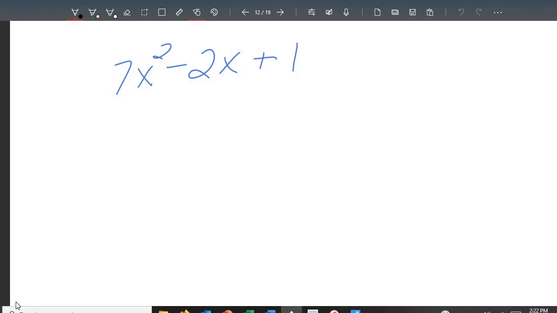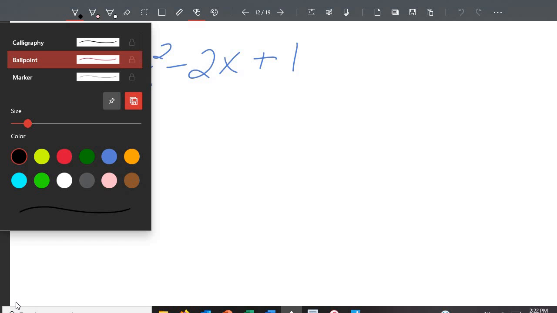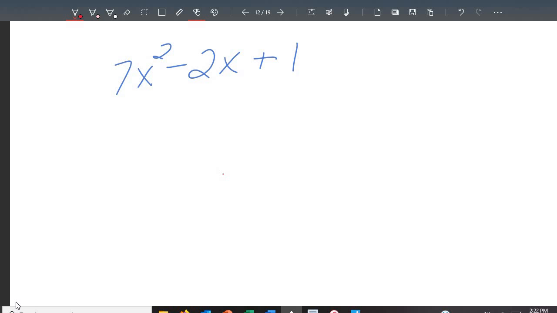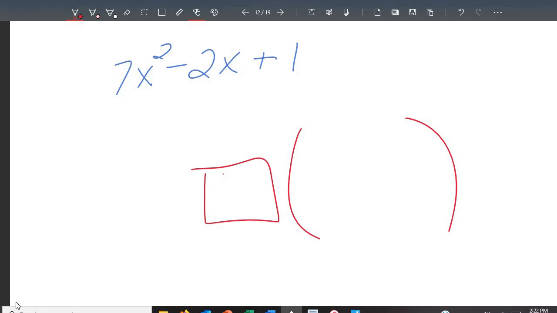Alright, now let's do this one. Let me just draw the little boxes out. Let's say I have this, and here's my other piece. The number 7, the number 2, and the number 1. What do they have in common? The only thing they have in common is a 1.